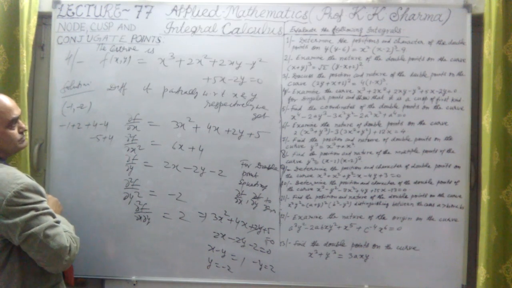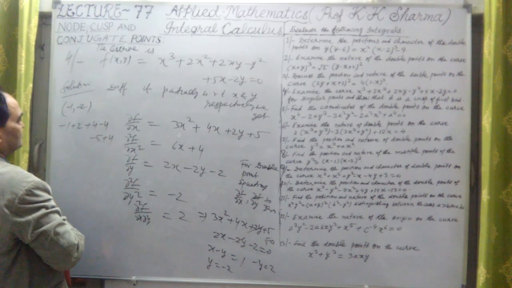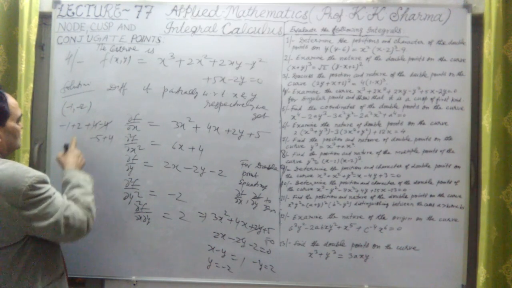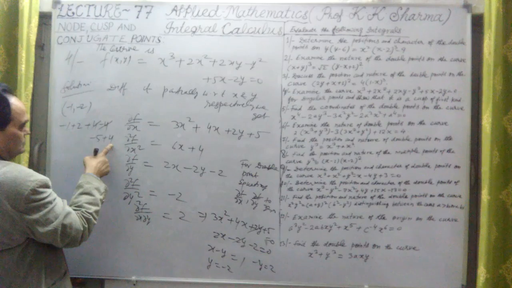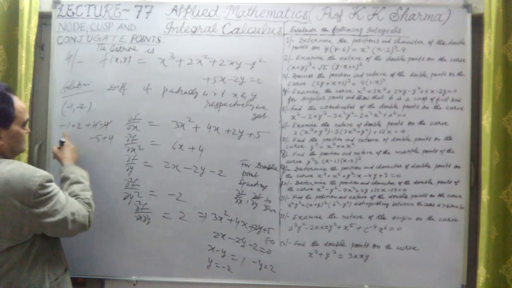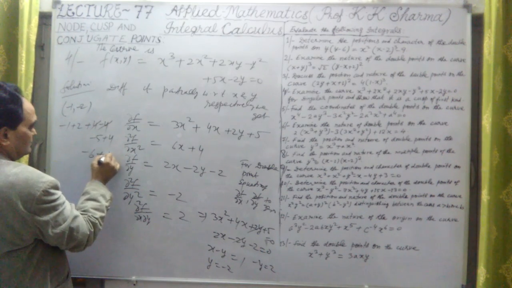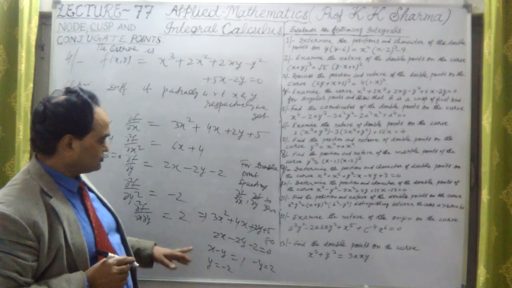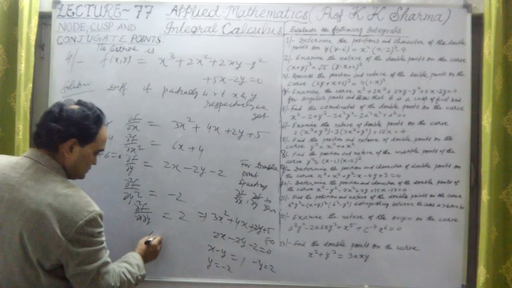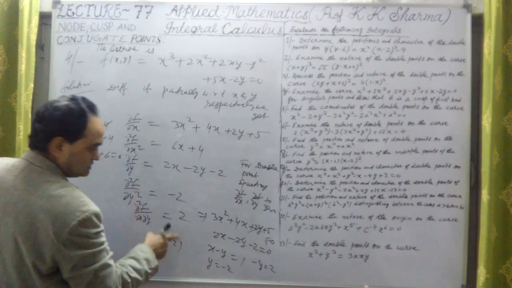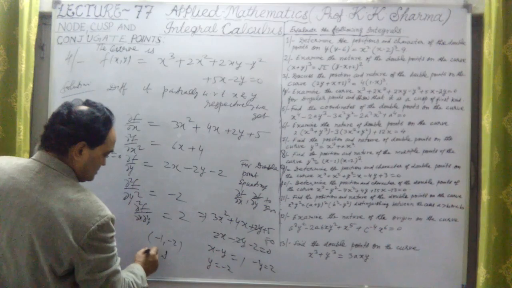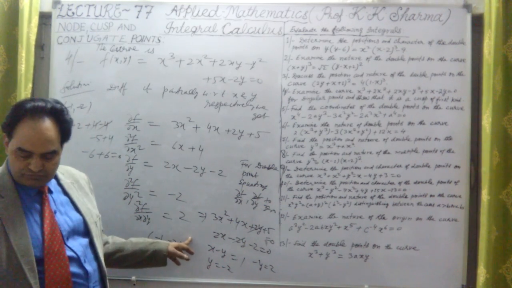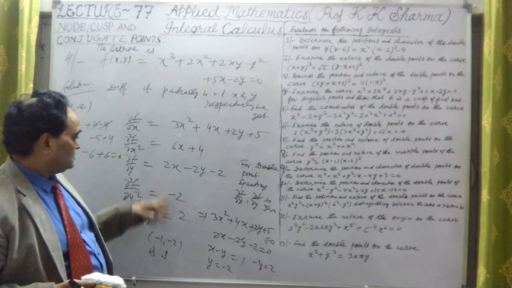What do we get here? Let us check. Minus 4 plus 4 cancel out. 2 plus 4 is 6. Minus 5 and minus 1 is minus 6. So minus 6 plus 6, 0, is satisfied. The equation is satisfied. That means minus 1 and minus 2 is the double point here.